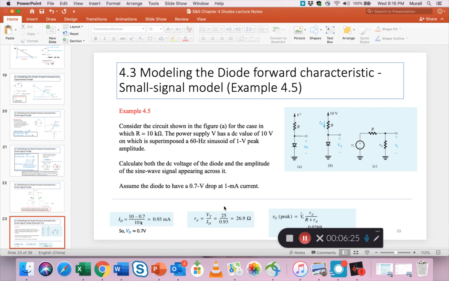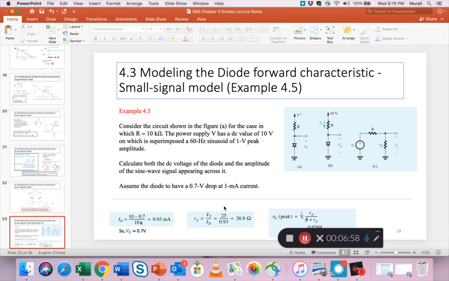So the voltage supply has a DC of 10 volts, but it has a ripple of a 60 hertz sinusoid of 1 volt peak amplitude. So the DC voltage is coming from some kind of power supply, but unfortunately that power supply is also bringing a ripple or an unnecessary alternating current on the voltage. So this is an example of where we use the small signal model to solve for the problem.